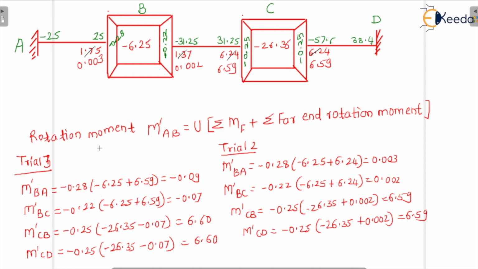So when we add these values, let me write it here: minus 0.09, minus 0.07, 6.60 and 6.60. These are our values. So we will just cut the previous ones. We are going to use these values now. Now let us calculate the final moments. Okay, let's go to the next page. Let's calculate final moments.